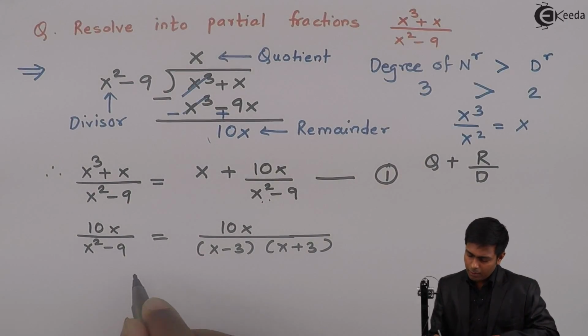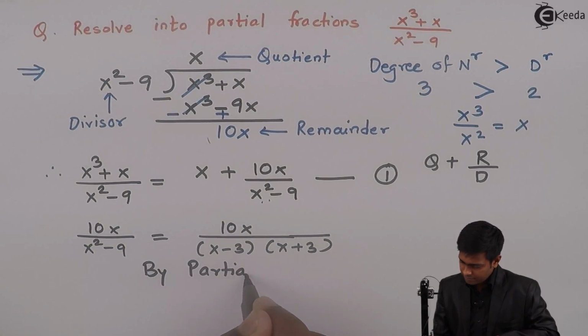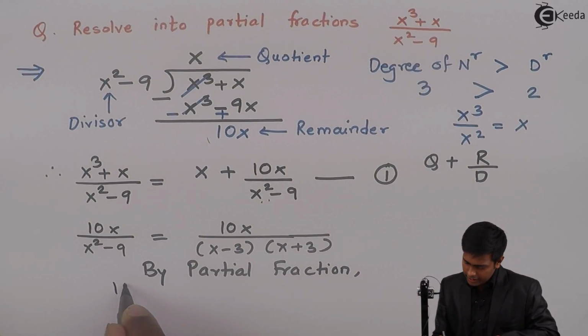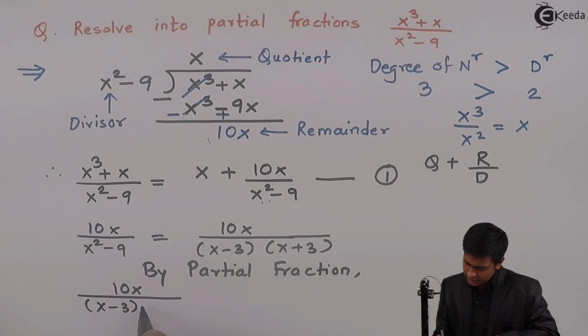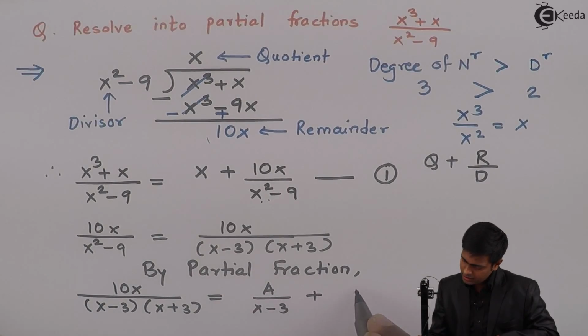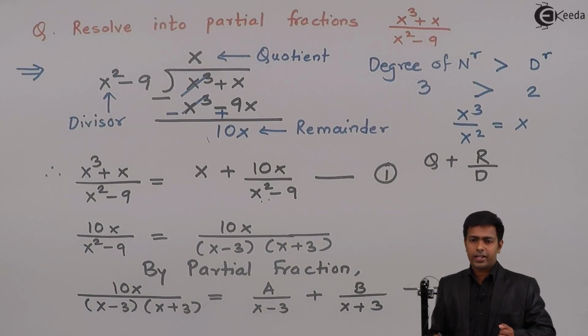So here I will say by partial fraction we will get 10x upon x minus 3 x plus 3 as a upon x minus 3 plus b upon x plus 3, and I will say this is equation number 2 because these two factors are linear factors.